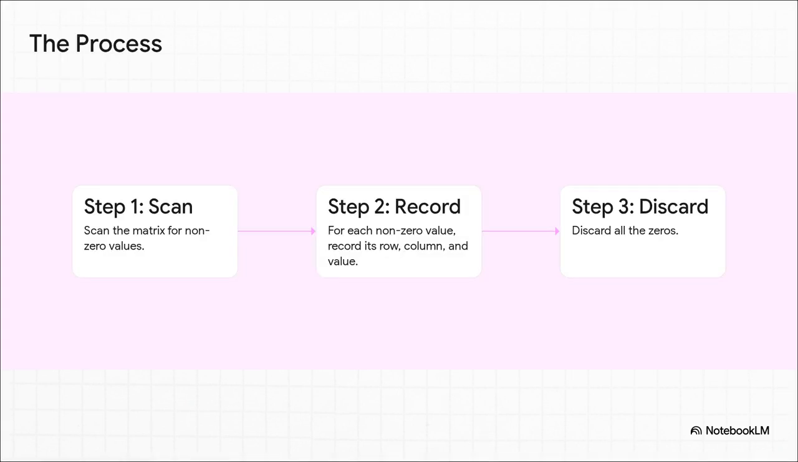And the process is super straightforward. It's basically 3 steps. First, you just scan the whole grid and find anything that isn't a zero. Then, for each one you find, you just write down 3 little things: what row it's in, what column it's in, and the value itself. That little package of 3 things, that's what we call a tuple. And then the best part, you just throw away all the zeros. Poof, gone. You just ignore them.